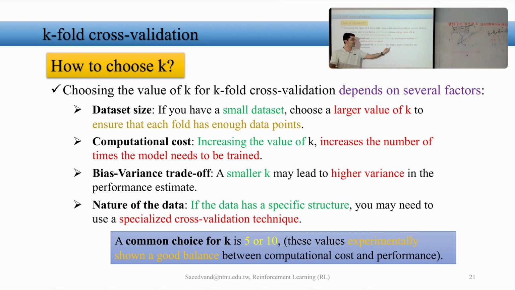A smaller K may lead to higher variance. That's also something you should consider. The nature of the data is also important. If the data has a specific structure, you may use a specialized cross-validation technique that we will see. Usually, it is pretty common to choose something between 5 and 10. So this is a general rule: if you have a normal data set, nothing specific, split it into 5 up to 10. I usually do 7 for my experiments and data for cross-validation.